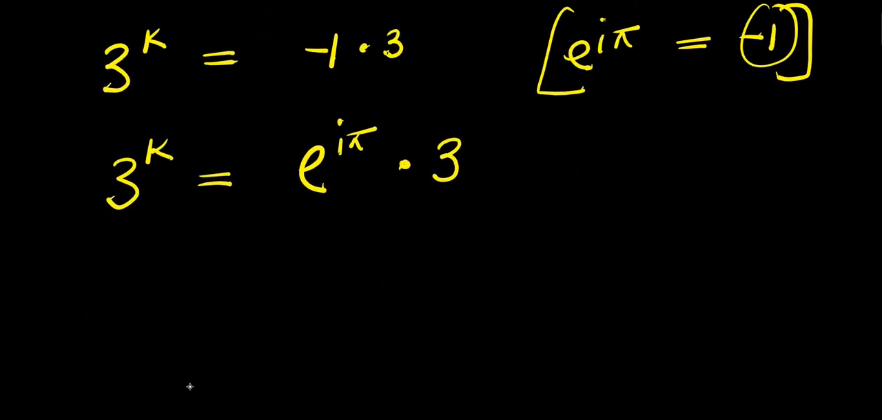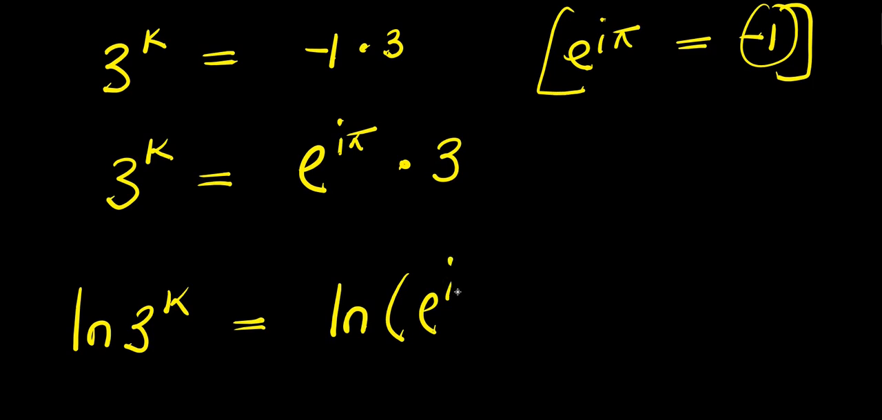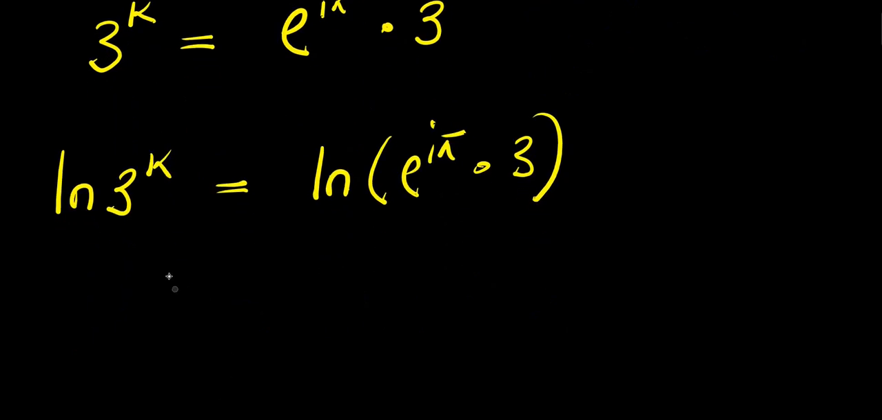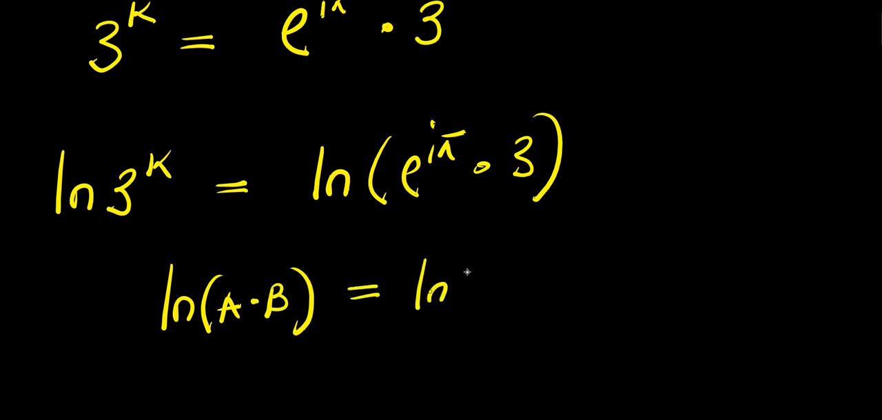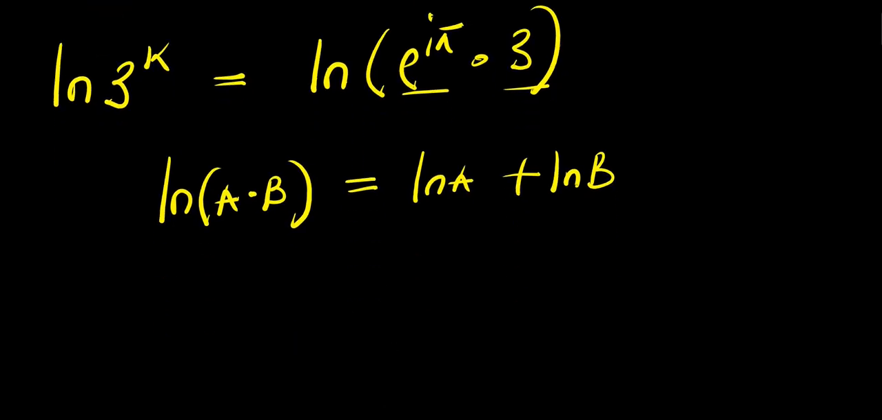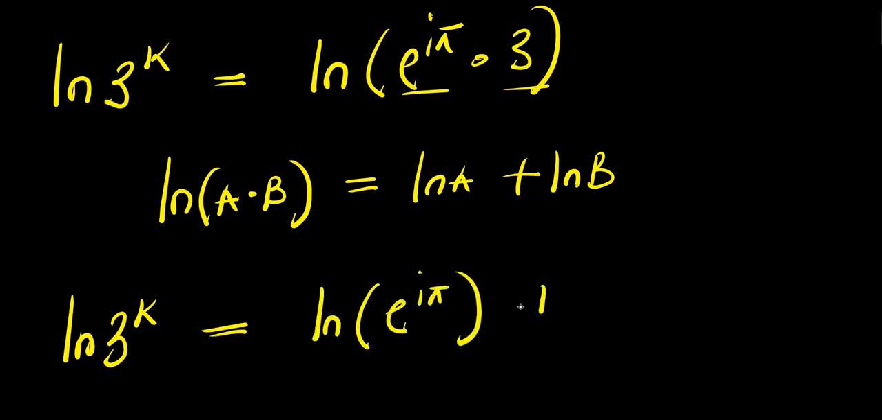Now from here, I can apply natural log. Natural log of 3 power k equals natural log of e power i times pi times 3. Now, if you have natural log of a times b, this equals natural log of a plus natural log of b. So this is my a, this is my b. So I have natural log of 3 power k equals natural log of a, which is e power i times pi, plus b, which is natural log of 3.